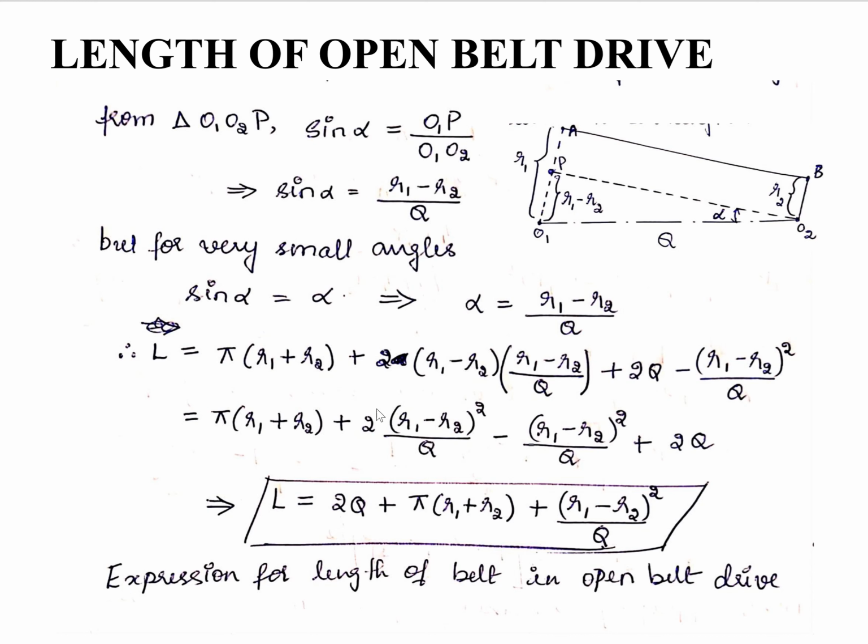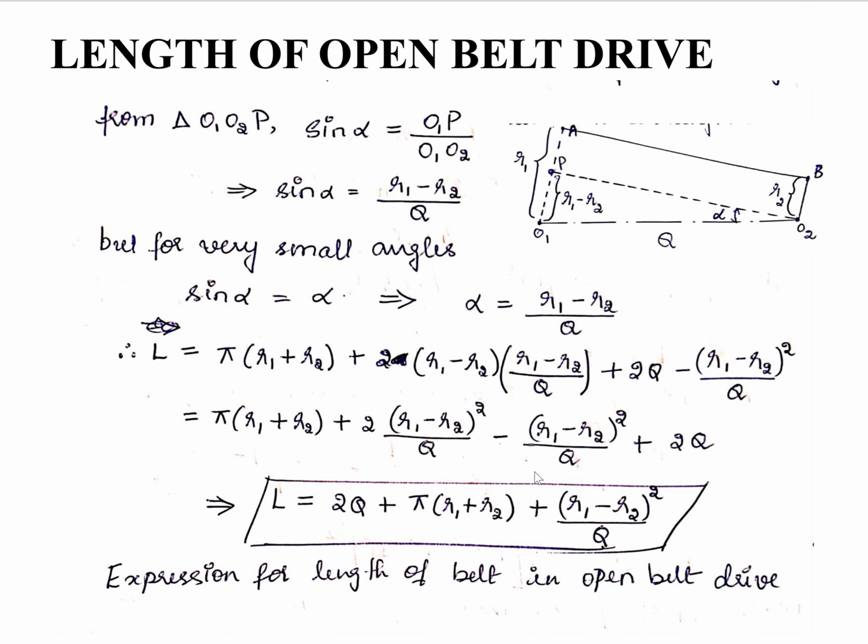If I apply that, it will come to pi into R1 plus R2 plus 2 into R1 minus R2 whole square by Q minus R1 minus R2 whole square by Q plus 2Q. So the length will come to 2Q, that is 2 into center distance, plus pi into R1 plus R2 plus R1 minus R2 whole square by Q. This is nothing but the complete length of an open belt drive. Okay.